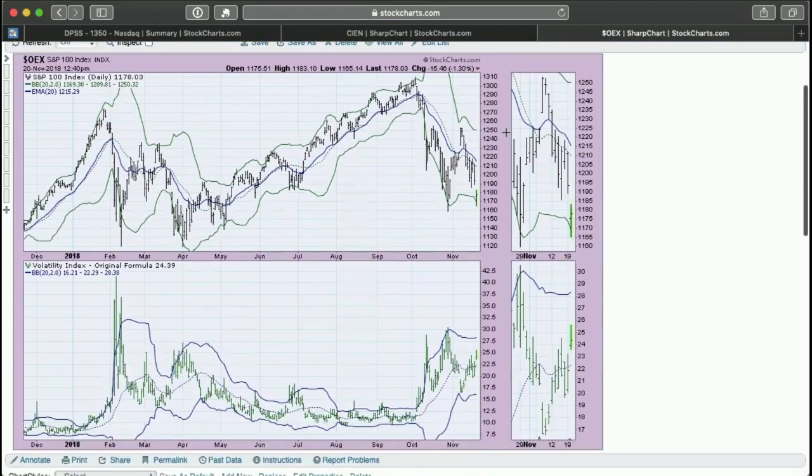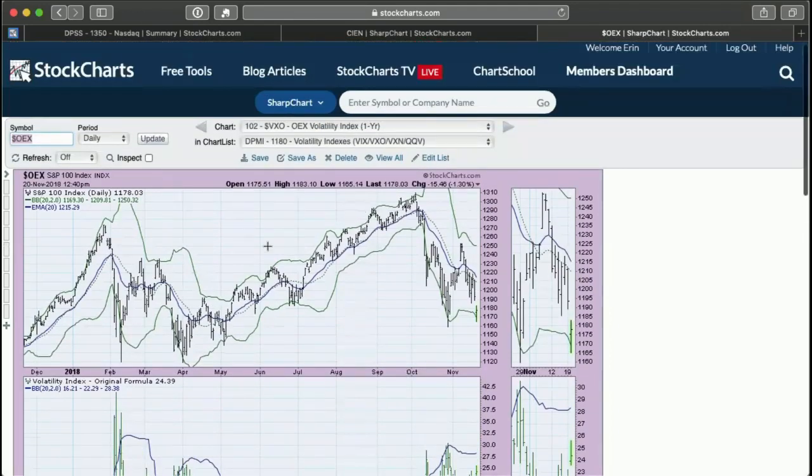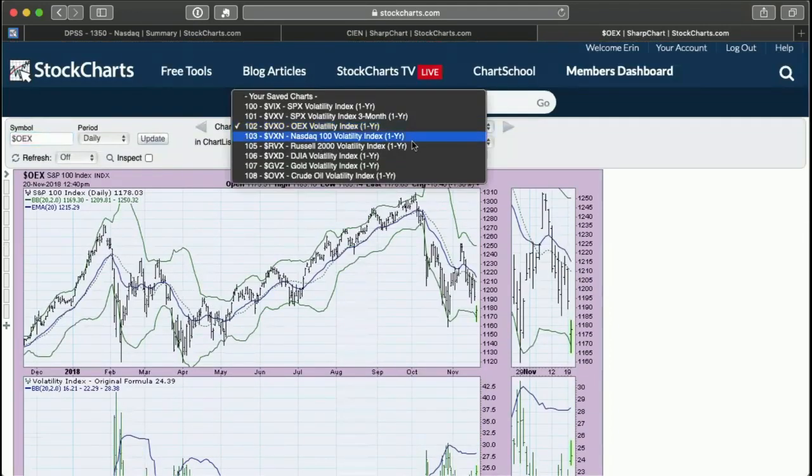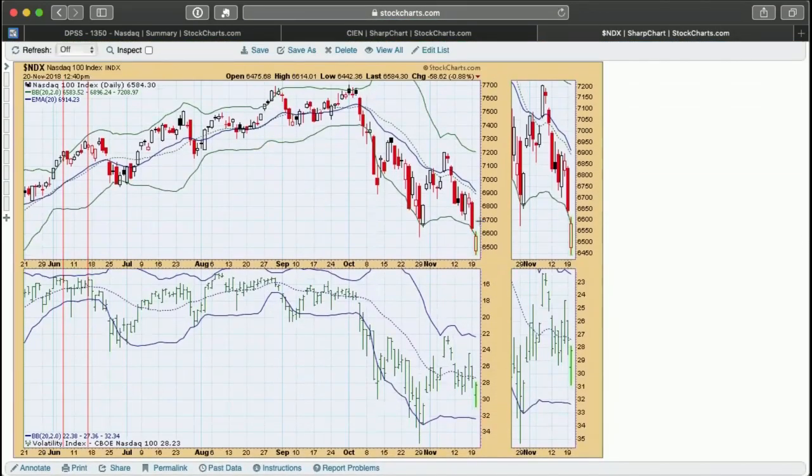Now we're looking at the OEX volatility index. One is inverted, one is not. This is the price as well. We can look at the NASDAQ 100's volatility index. All right. I haven't quite punctured the bottom Bollinger Band. This is on an inverse scale.